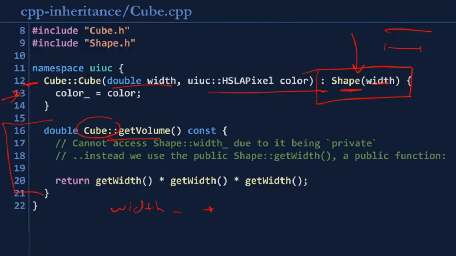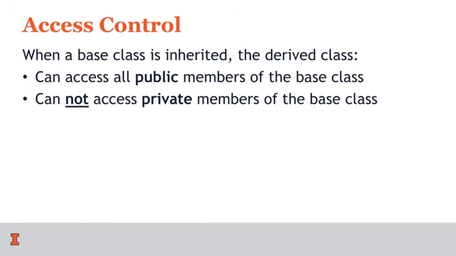And that gets to the idea of access control. When a base class is inherited, we can access all of the public members of the base class, but we cannot access any of the private members of the base class. So anything that's private can only be accessed by the class itself, not even the derived class.